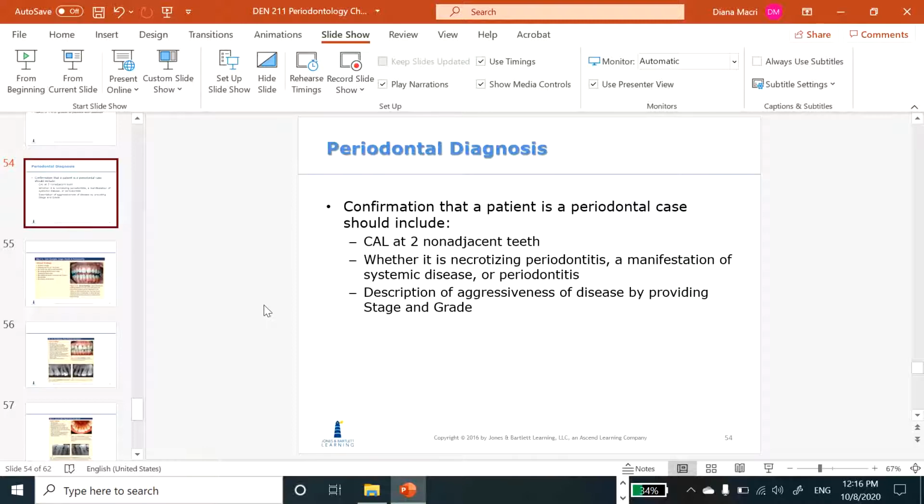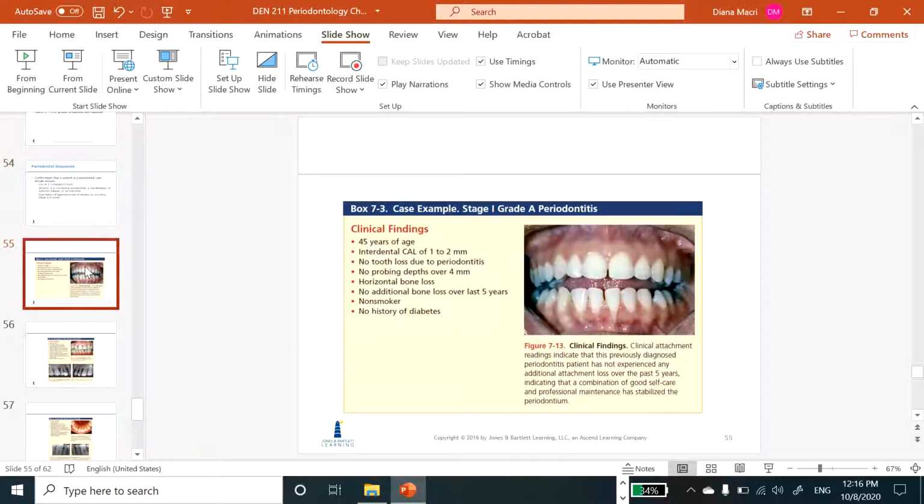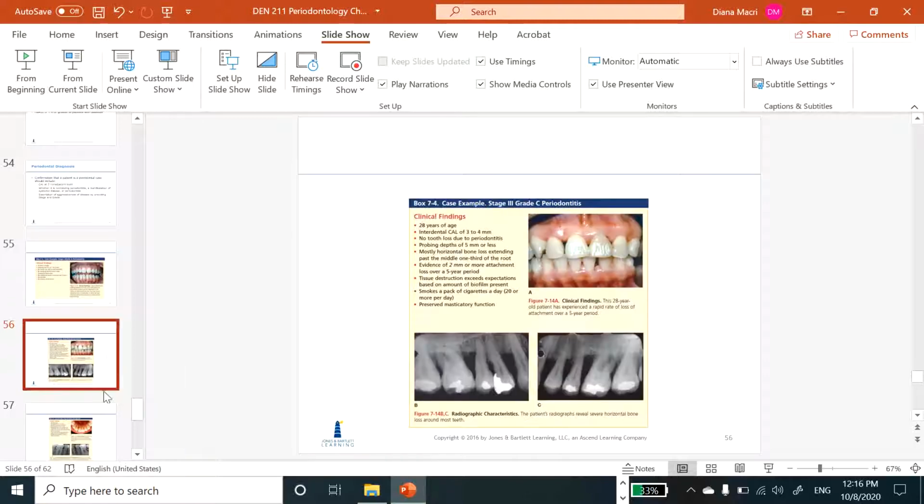So remember, you need to give me 3 major things. You need to tell me if it's periodontitis as a manifestation of systemic disease, or if it's necrotizing periodontitis. And then you have to give me the staging and the grading, and include an extent, which is localized or generalized. And here we have a case study. These are actually the case studies that are in your textbook. Please review them. Please make sure you understand why we're coming to these conclusions that they have.